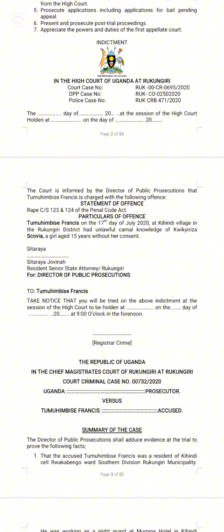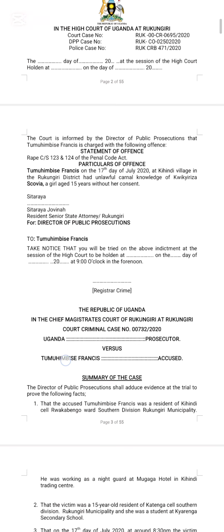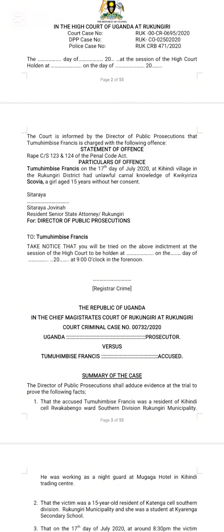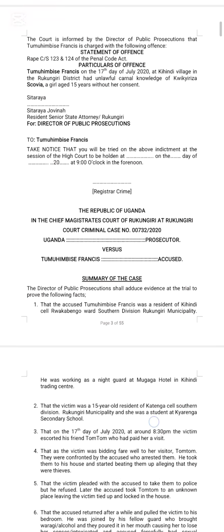Here we have the statement of the offense. We have an indictment, statement of the offense: rape contrary to sections 123 and 124 of the Penal Code Act. Particulars of the offense: Muhimbise Francis, on 7th of July 2020 at Chindi village in Rukunjiri district, had unlawful carnal knowledge of Kwichiriza Scovia, a girl aged 15 years, without her consent.